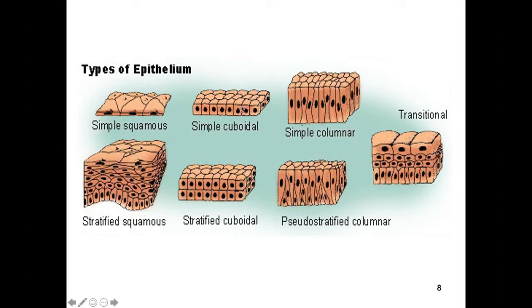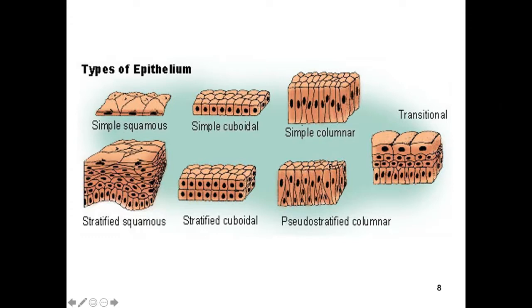Now here, the simple cuboidal is found in the kidneys, where we have the kidney tubules. That's simple cuboidal. Now look at columnar. This is one cell layer thick. These are much larger than the cubes. The columns are taller. The nuclei are still centrally located. So we call this simple columnar epithelium.